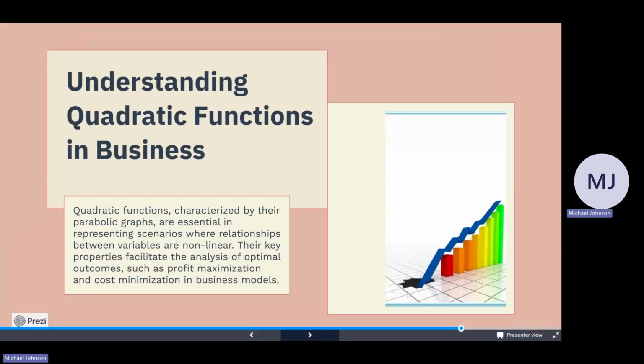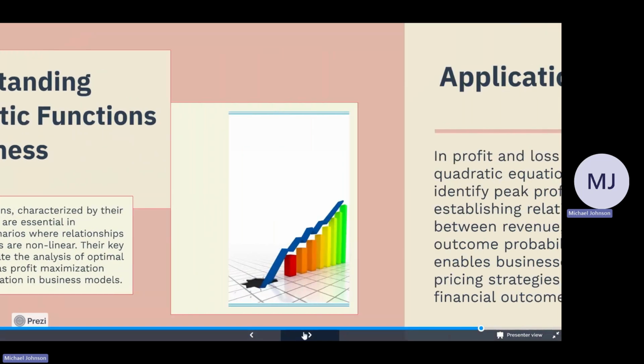Quadratic functions, characterized by their parabolic graphs, are essential in representing scenarios where relationships between variables are nonlinear. Their key properties facilitate the analysis of optimal outcomes, such as profit maximization and cost minimization in business models.